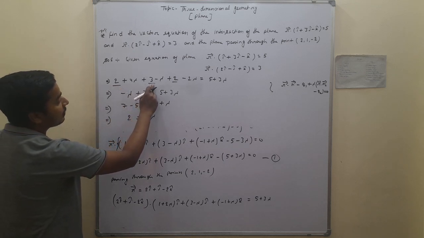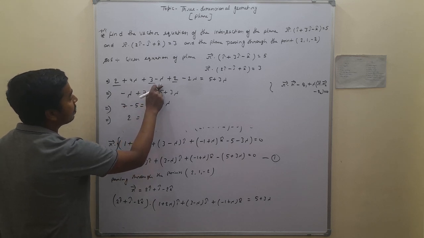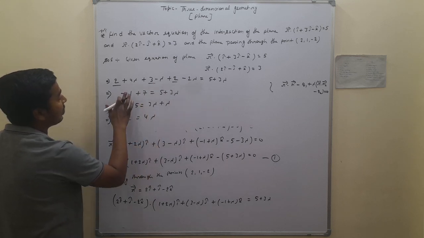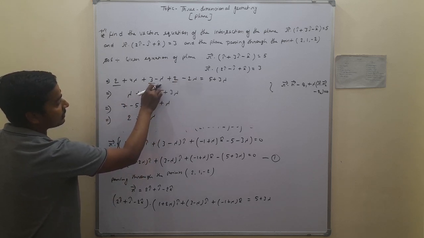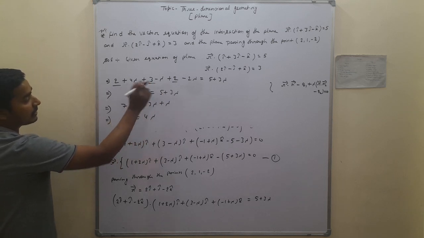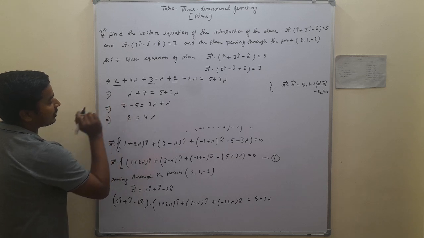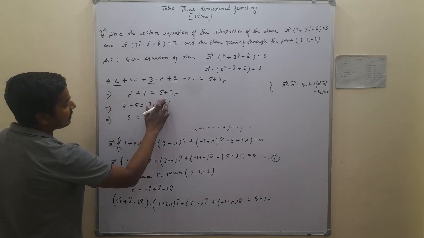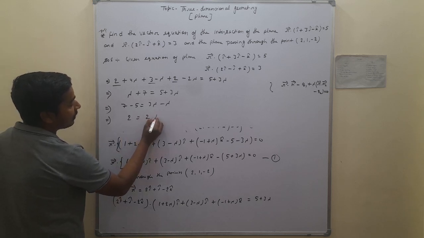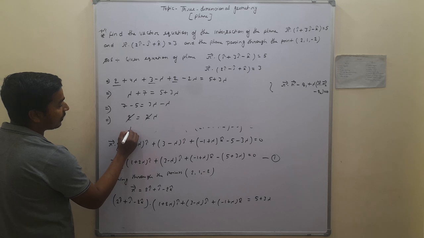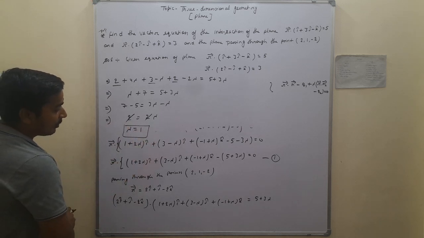Once again solving: 2 plus 3 is 5, 5 plus 2 is 7. 4 lambda minus 3 lambda gives plus lambda, here it is plus lambda, not minus lambda. Then we take lambda to this side, which gives minus lambda, so we get 2 equals 2 lambda, and the 2s cancel out. We get lambda is equal to 1.